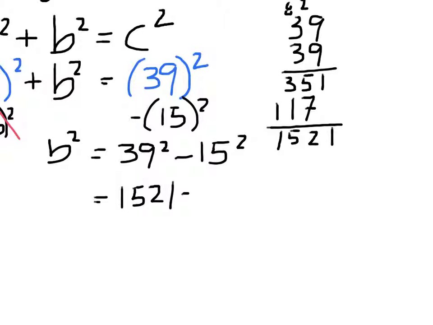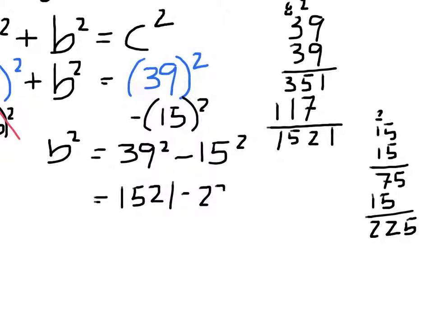And then 15 squared. 15 times 15. 5 times 5 is 25. Put down the 5, carry the 2. 1 times 5 is 5, plus the 2 is 7. And 1 times 15 is 15. So 5, 7, and 5 is 12, and we have another 2 right there. So minus 225. Okay, so now we have 1521 minus 225.